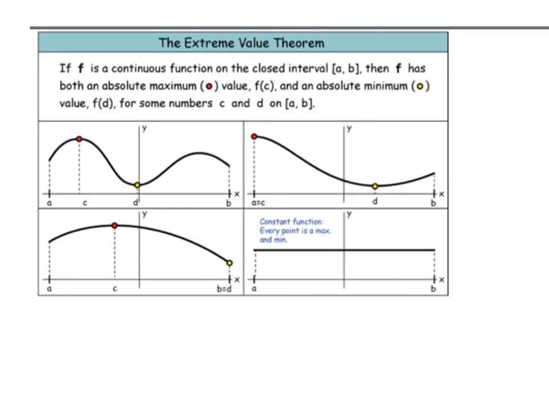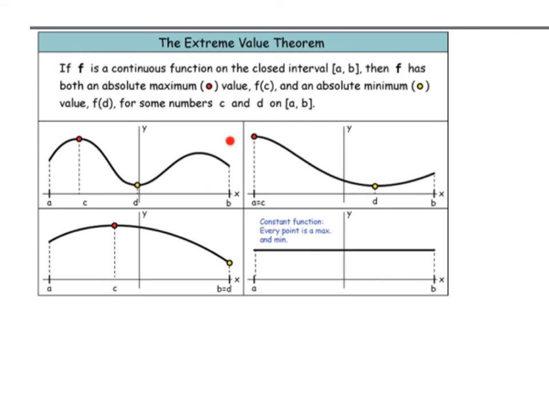The extreme value theorem. I told you there would be quite a few theorems here, and we've revisited the intermediate value theorem, but this is the extreme value theorem. It says if f is a continuous function, we had to review continuity, continuous function on a closed interval, then f has both an absolute max and an absolute min for some numbers c and d on that interval. All right, so f has to be continuous. It has to be a closed interval, right?